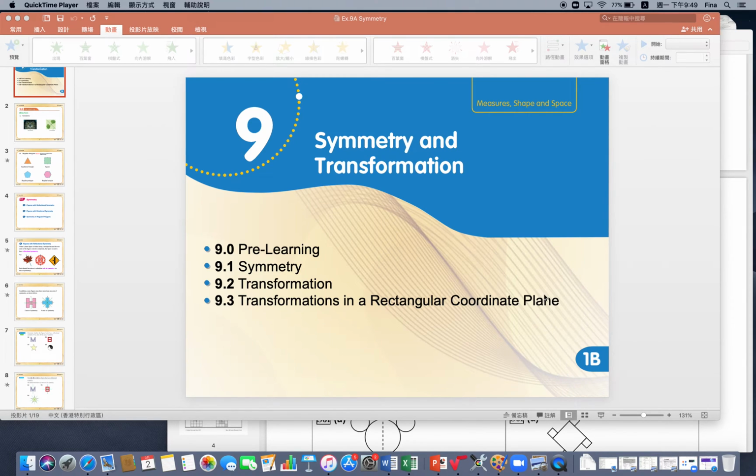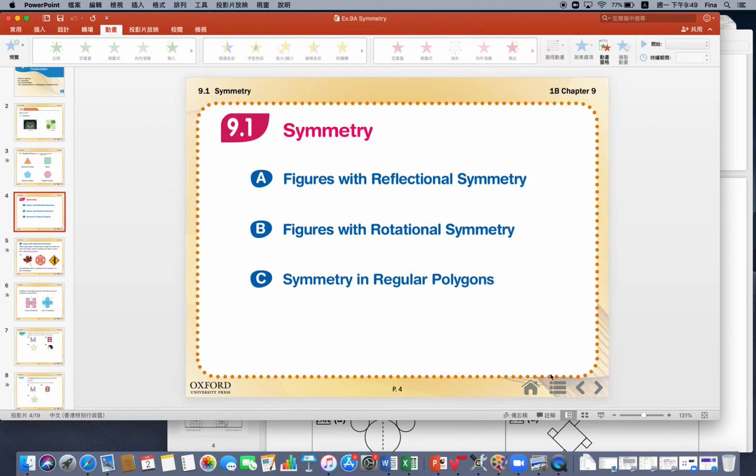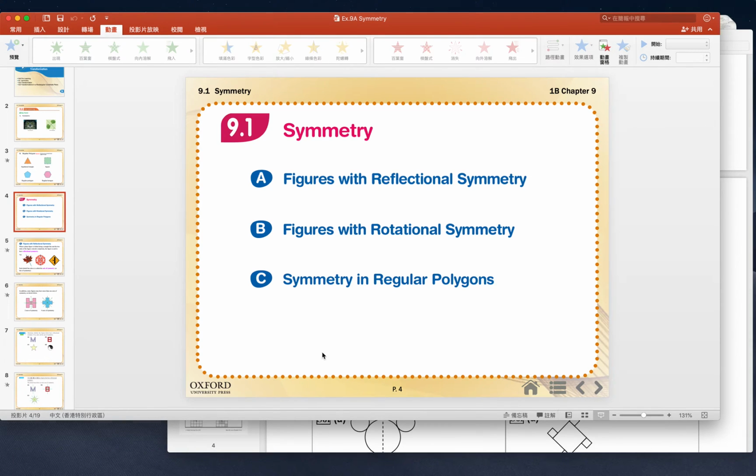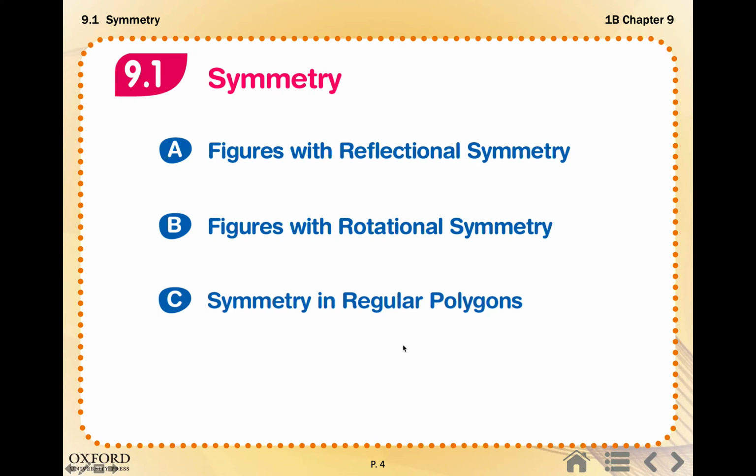So for chapter 9, it is about symmetry and transformation. And now we are going to discuss the first part, that is symmetry. And first of all, what is the meaning of symmetry? Then let's look at these slides.